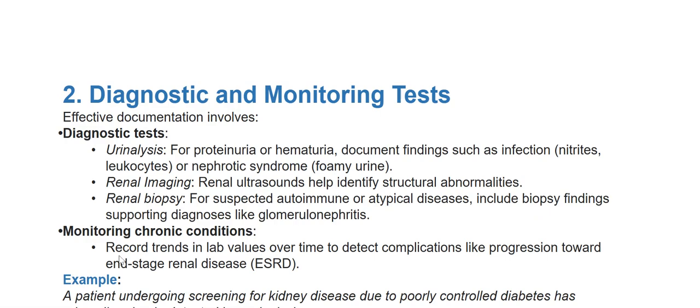glomerulonephritis. Monitoring chronic conditions: record trends in lab values over time to detect complications like progression toward end-stage renal disease, ESRD for short. Example: a patient undergoing screening for kidney disease due to poorly controlled diabetes has microalbuminuria detected in a urine analysis.